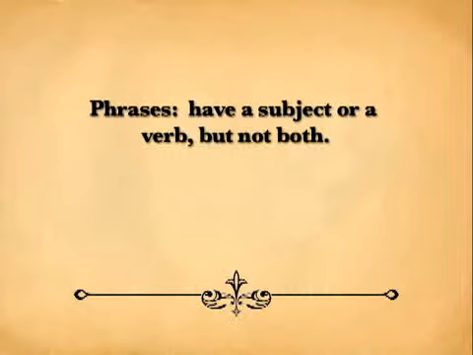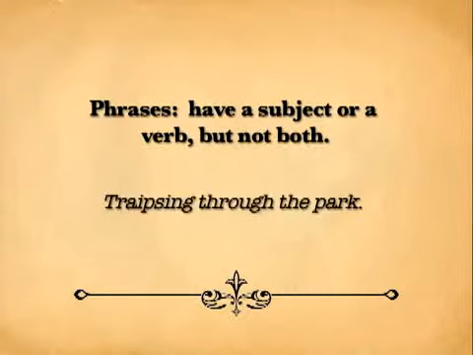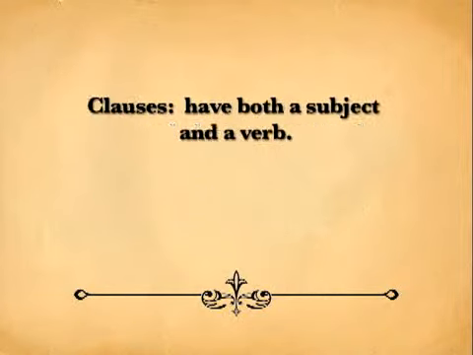It's important also to note that there are a couple of different kinds of constructions that we talk about when we talk about sentences. We have phrases, and a phrase will have a subject or a verb, but not both. For instance, "traipsing through the park" is a phrase. We have traipsing, a verb, but we don't know who or what is traipsing. A clause will have both a subject and a verb, and there are two different kinds of clauses that it's important to keep in mind.